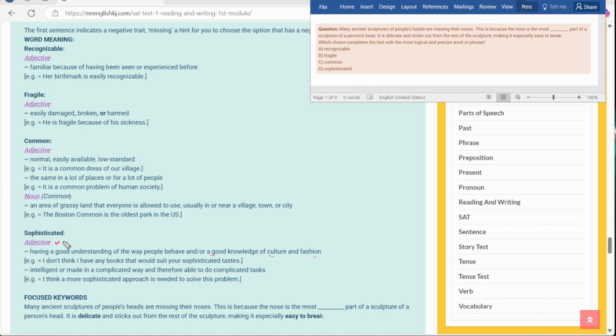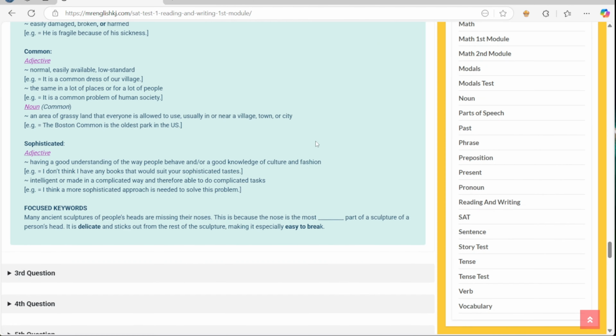If you want to learn about adjectives, you just need to click the link and you can learn what is an adjective, what is a noun, anything. Common, easily available, low standard, no. Fragile, easily damaged and broken or harmed. Easy to break, delicate, possible. Recognizable, familiar because of having seen or experienced before. No. So we know the correct one is fragile, right? That's how we do it.